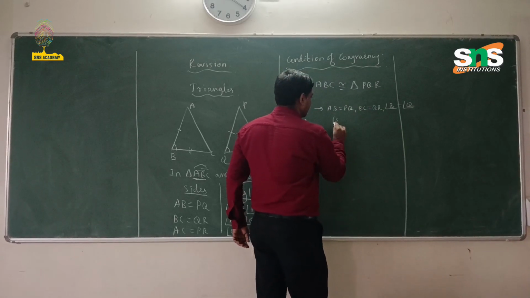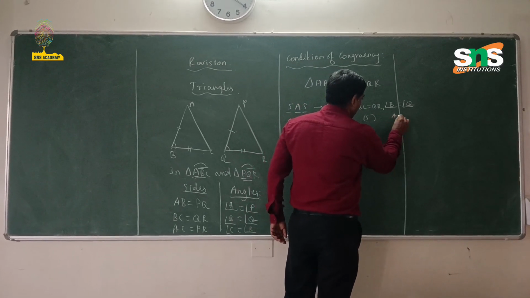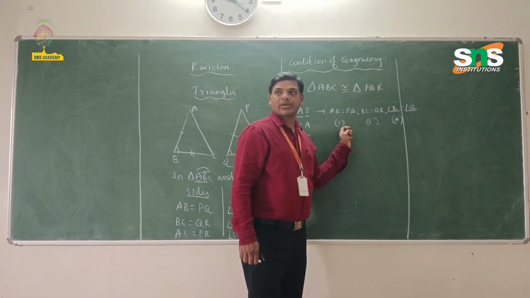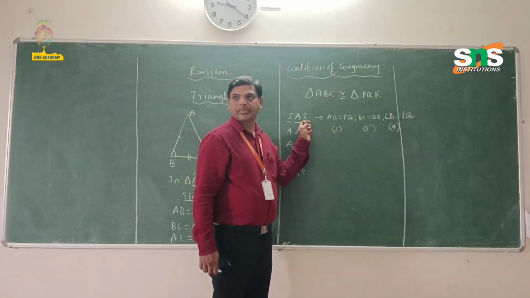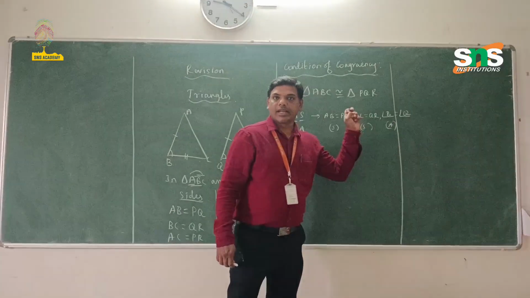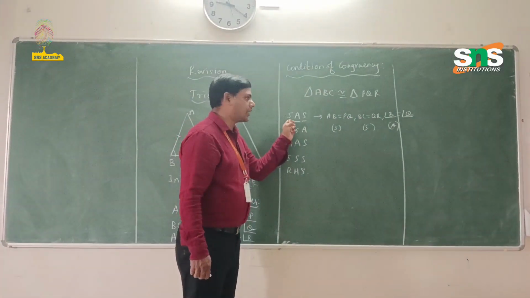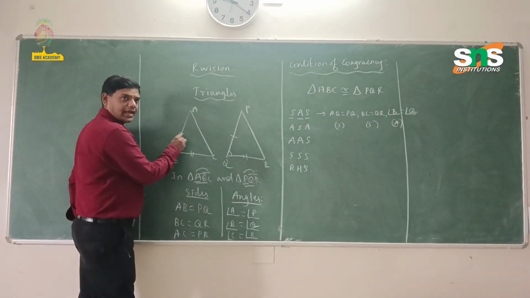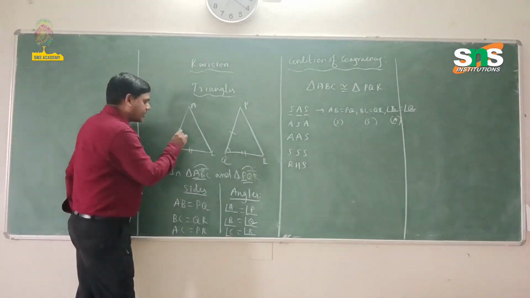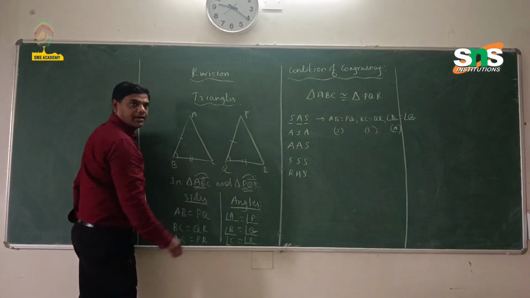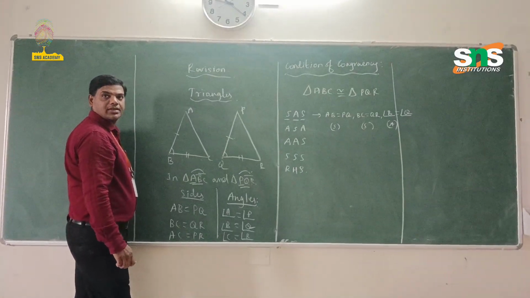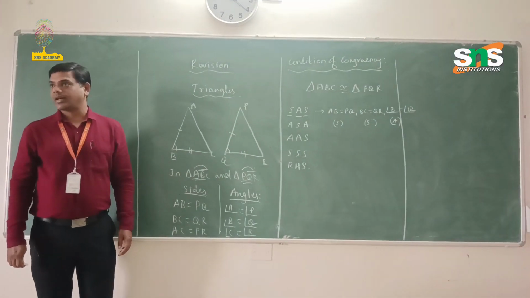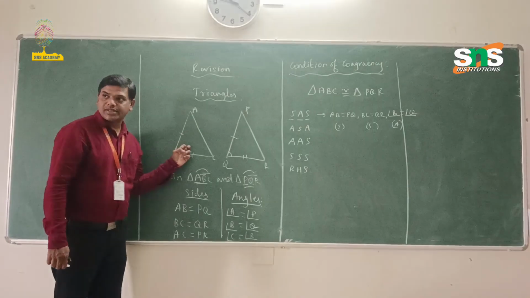Now you see that this is one side, this is one side, and this is one angle. While writing, it is not compulsory to write in the form SAS. You can write in any order, but when you are using the congruency, you have to explain that it is SAS: side, angle, side. Any doubt in this? The same thing we use for similarity. You understand? So in congruency, you understood?